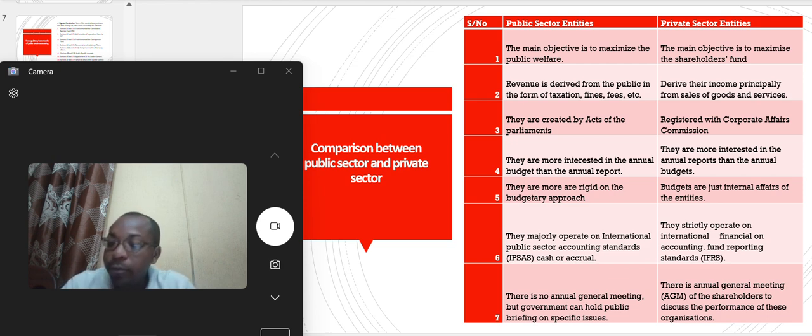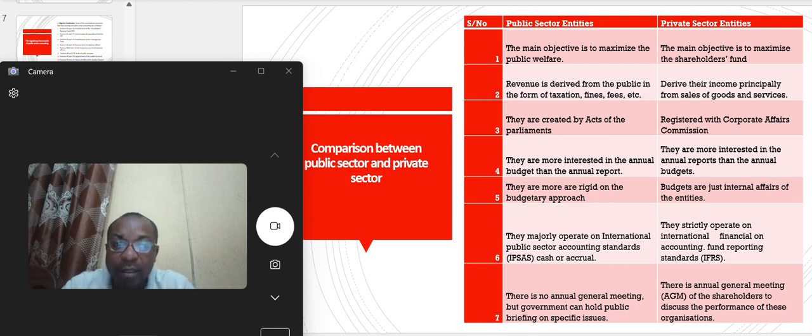So what are the differences? One is in objective. What is the objective of public sector entities, and what is the main objective of private sector entities? For public sector entities, their main objective is to maximize the public welfare. All the machinery of government are there to make sure that the welfare of the populace is achieved.